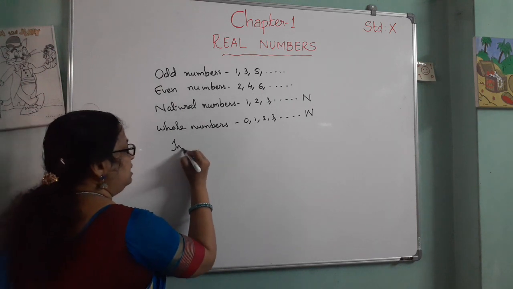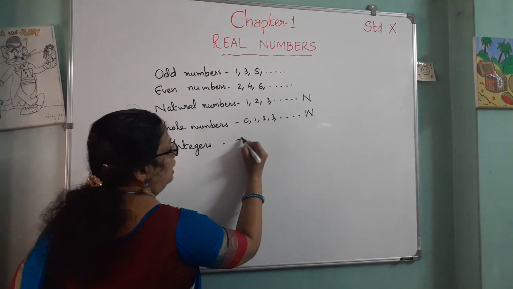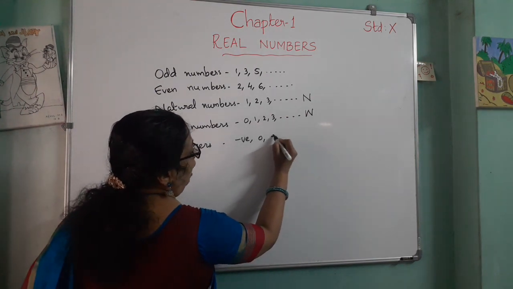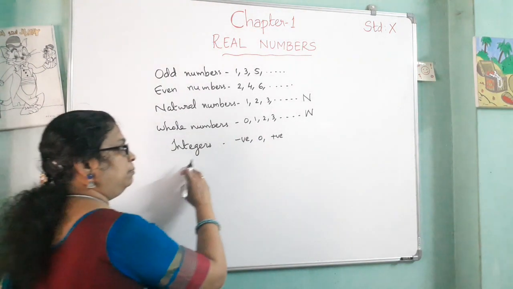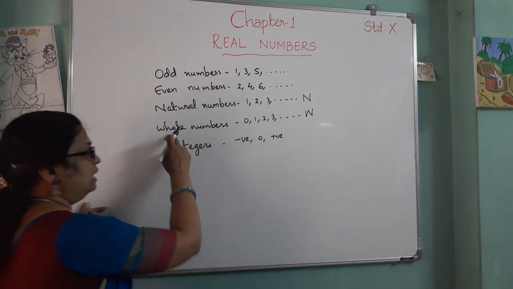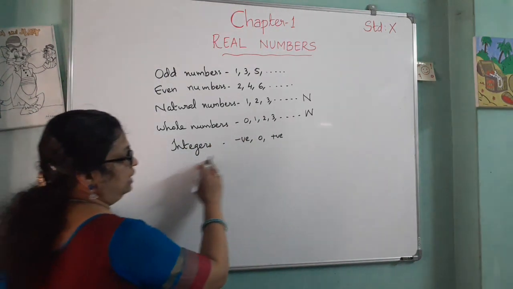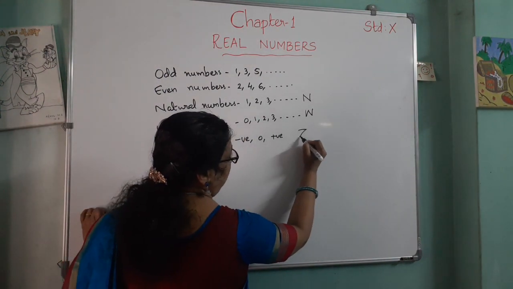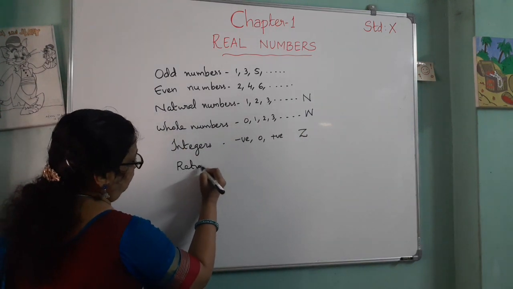Then coming to integers. In integers, negative numbers, 0 and positive numbers are called integers. That is, negative numbers along with whole numbers are called integers, and integers are represented by capital Z. Then rational numbers.